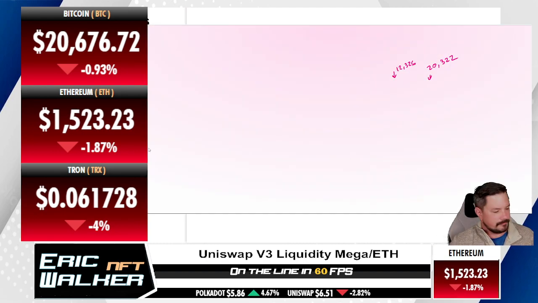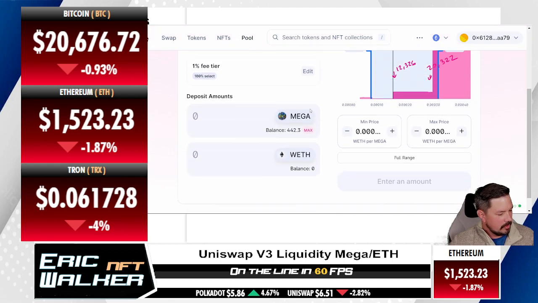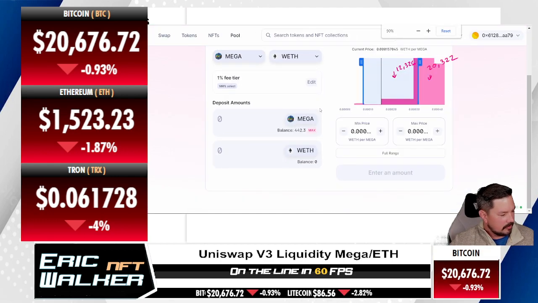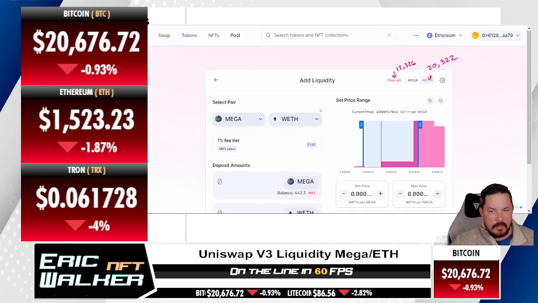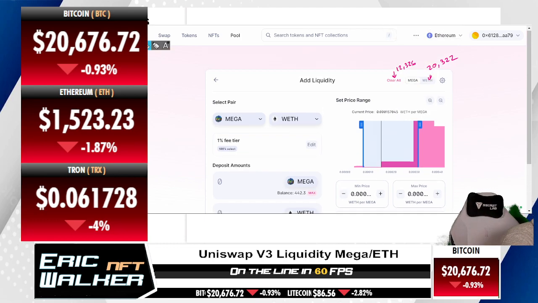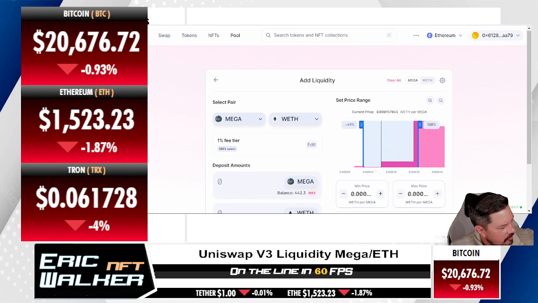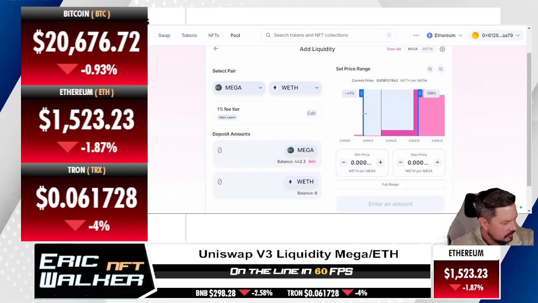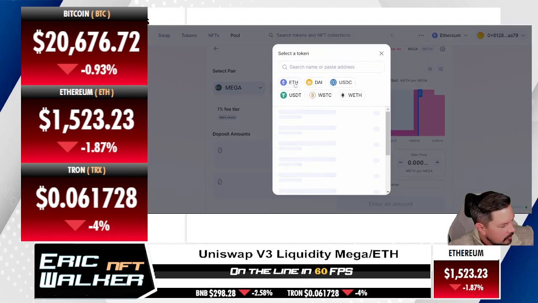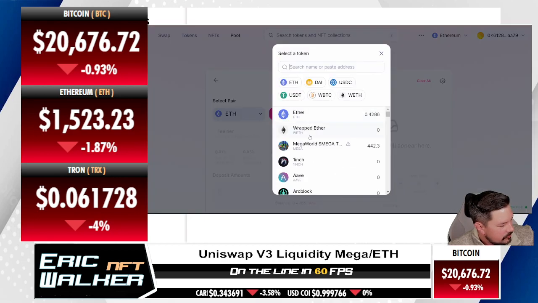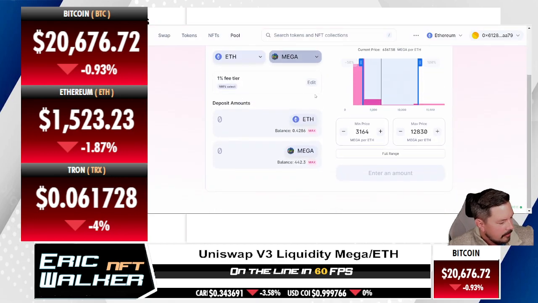All right, that's going to bring you to this wild price range here. And let's get rid of this stuff here, guys. All right, so this is where we start providing liquidity, and I'm not actually going to do it for you guys, but I'll just show you how it's done. So the first thing we need to do is select the correct direction. So ETH to Mega.